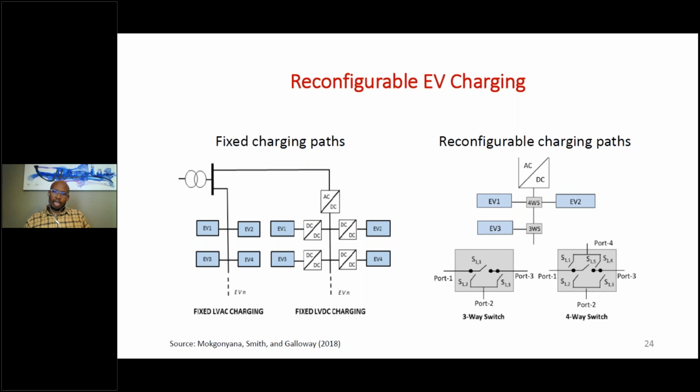Next, we're going to look at our final example, reconfigurable EV charging. In this problem, we have 3 types of chargers. We have fixed AC charging, we have fixed DC charging, and we also propose a reconfigurable charging system. This system is meant to minimize the number of fast chargers you have. But the difference is that you also have switches to reconfigure the charging paths between the EV and the chargers.